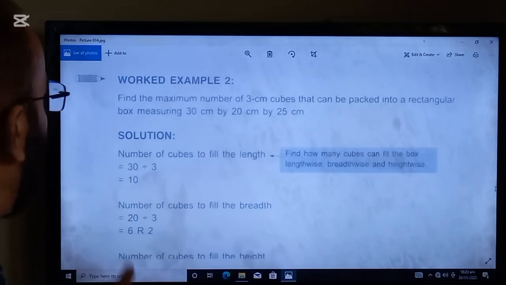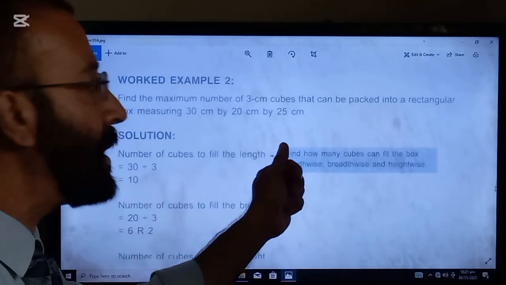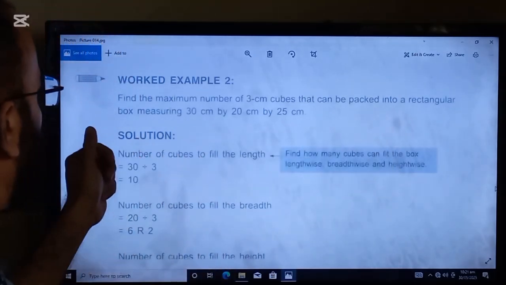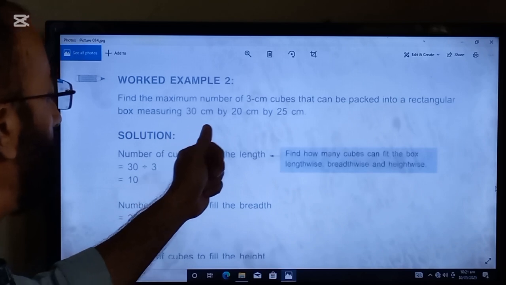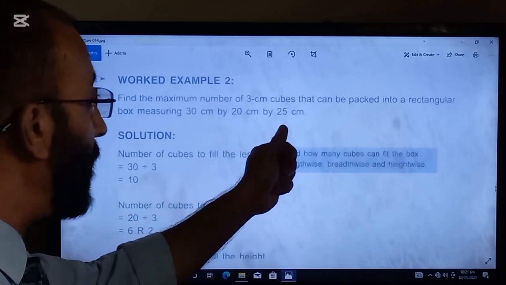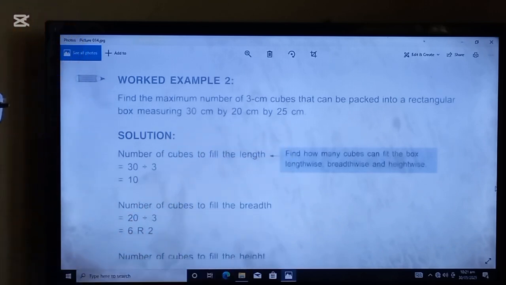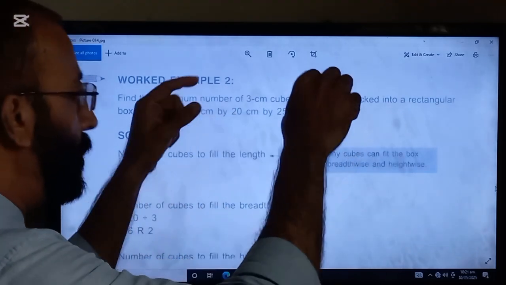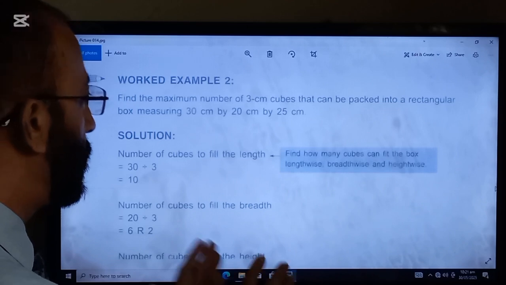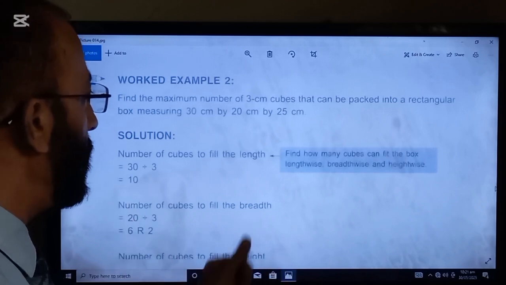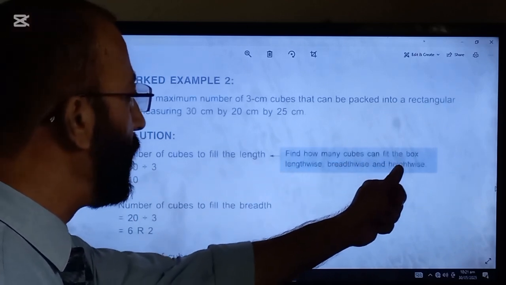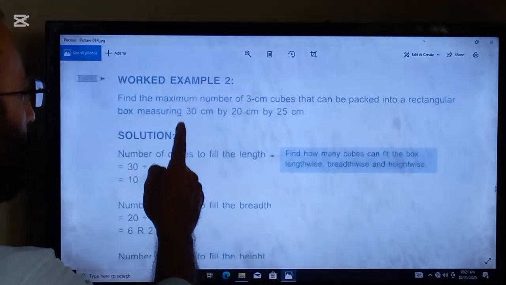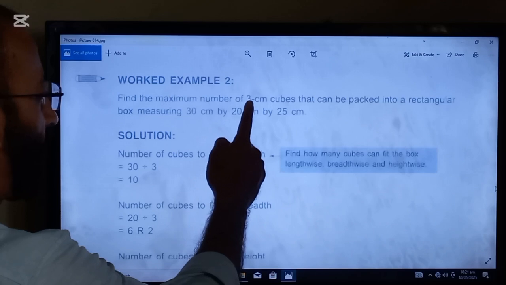Another important question is, find the maximum number of the 3 centimeter cubes that can be packed into a rectangular box measuring 30 centimeter by 20 centimeter by 25 centimeter. So here are the dimensions of the box in which 3 centimeter cubes are going to be packed. So the method to solve this kind of question is, find how many cubes can fit the box lengthwise, breadthwise and heightwise. So we will divide this by this measure.